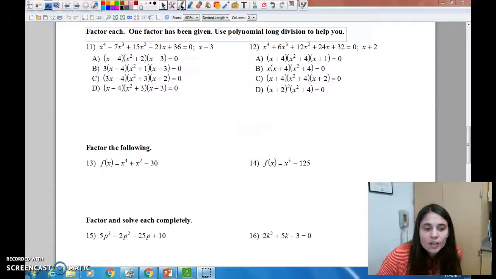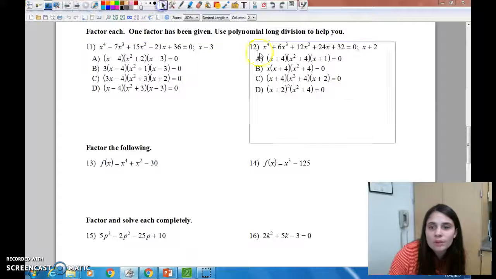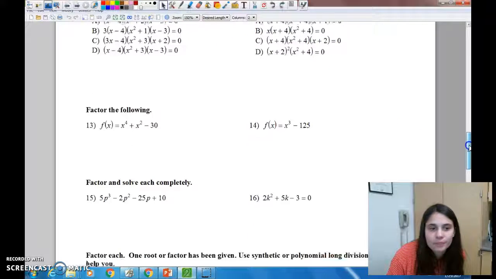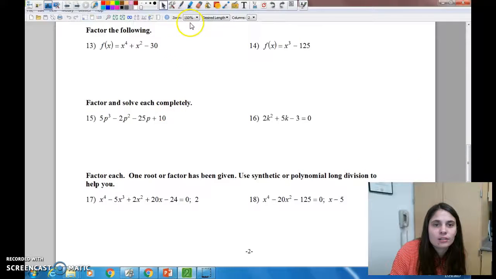Okay, and I want you to try number 12. I'm going to tell you that the answer is C, so you can check yourself. But try it the same way we did number 11. I know polynomial long division is what people struggle with the most, so I want to make sure that you try one on your own. And we'll do another one in a minute when we have to do it and then solve.